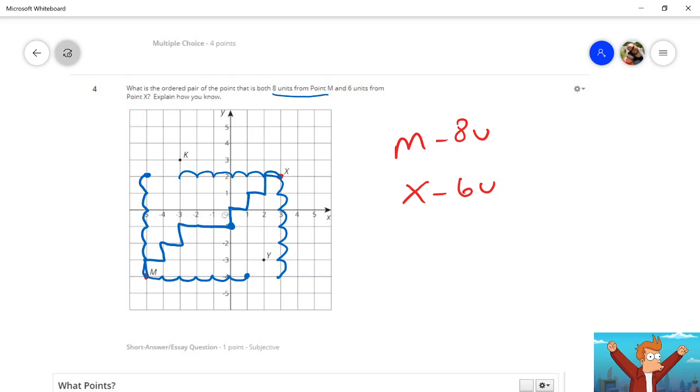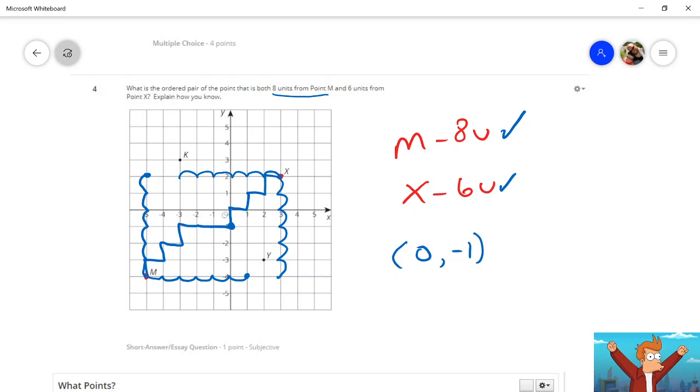Okay. So it could be, let me see. So that would be 0 on the x-axis, and it's -1 on the y. Okay. So that is 1, 2, 3, 4, 5, 6, 7, 8 away from M. 1, 2, 3, 4, 5, and that is 6 away from the X.